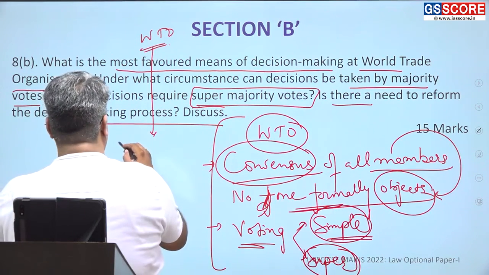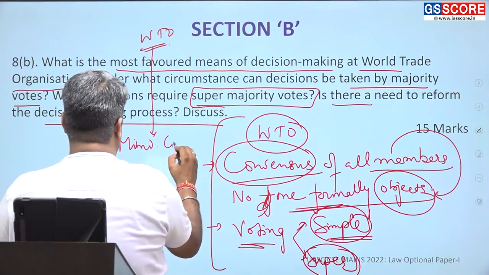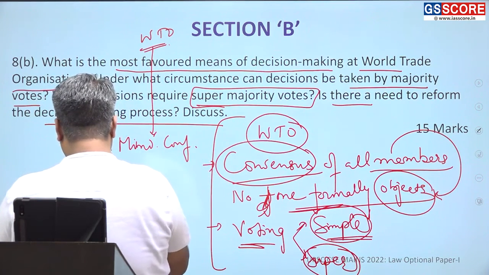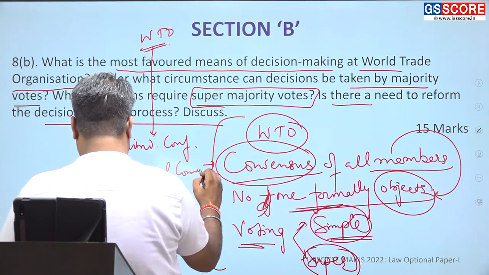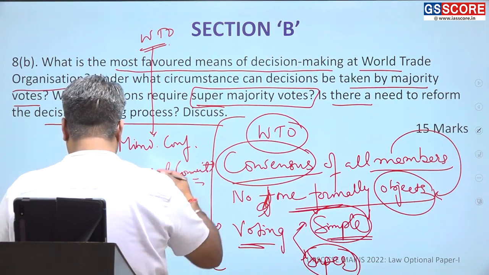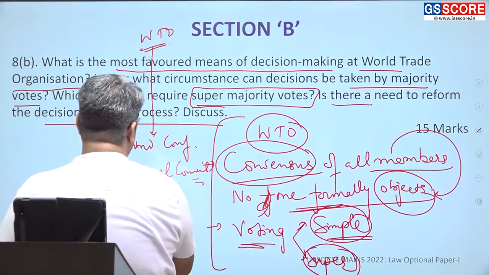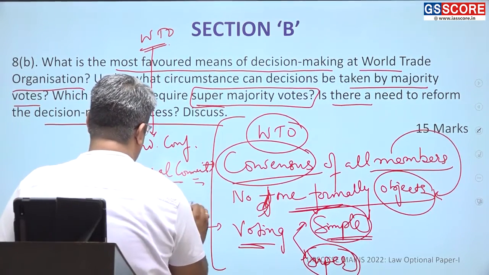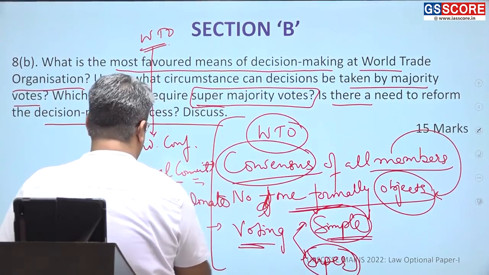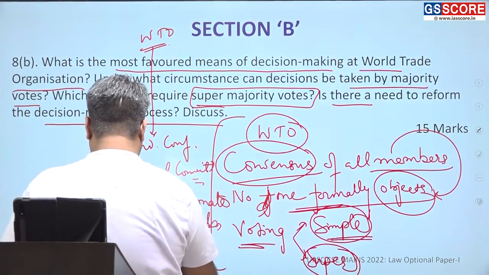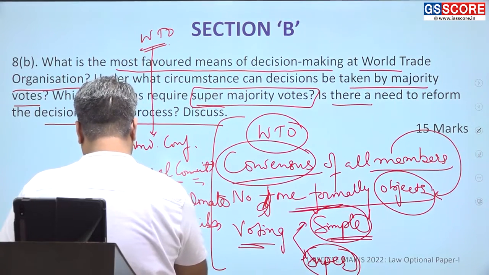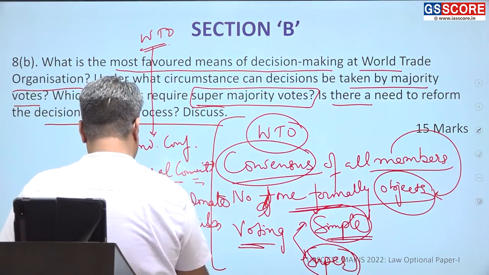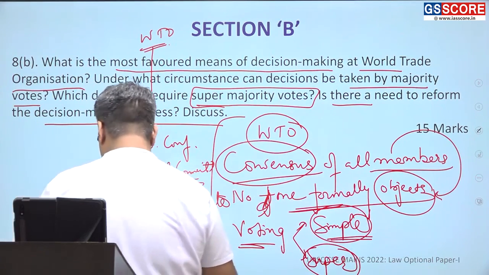Like for example, the Ministerial Conference. Second, we have the General Council. And in case of this General Council, further we have other subordinate councils as well, like the Goods Council, the GATT basically, then the Services Council, GATS, then the TRIPS Council. So we have these three small councils as well.